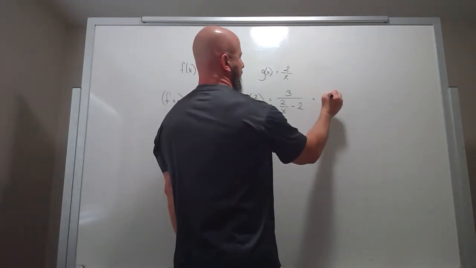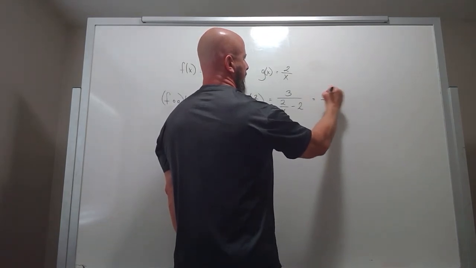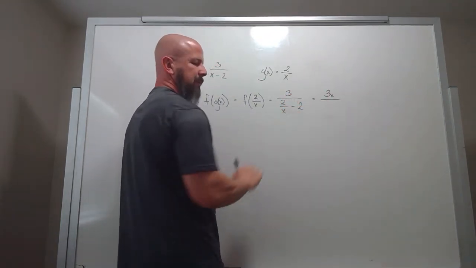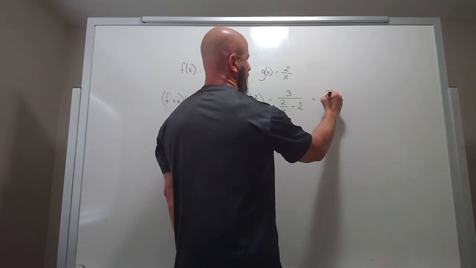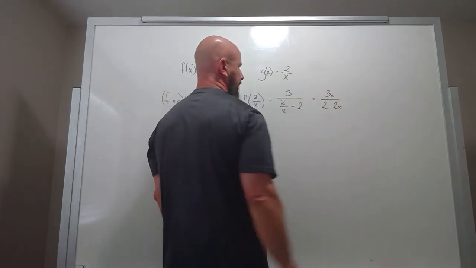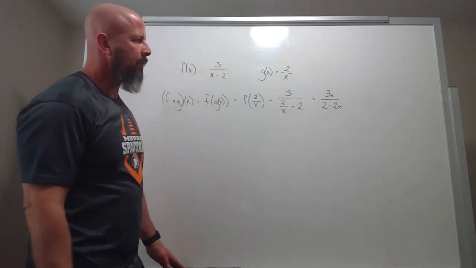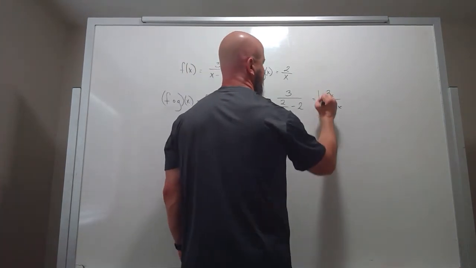When you simplify, you can multiply everything by x to clear out the fractions. That's what you did in the past. Make 2 minus 2x there, something like that. So that would be my simplified function.